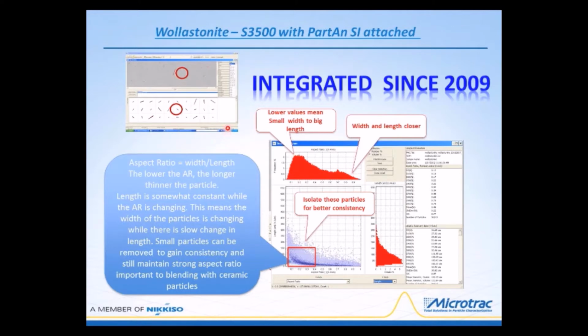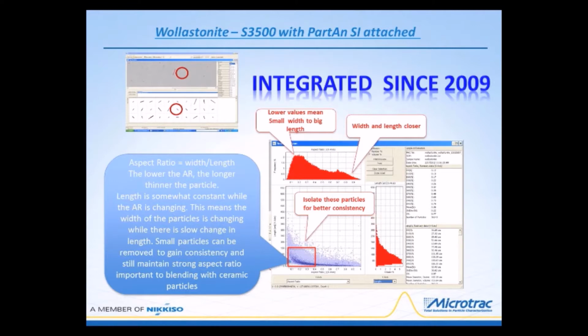Now, there are other graphs that can be used, but I put this in a scattergram for you. And we're looking at the aspect ratio. Aspect ratio is defined as the width divided by the length. So the smaller values, the lower values for the aspect ratio, means that we have a small width to a very big long length. Now over here I have a plot of the length, and this is showing the micron sizes here, and we can see that the length of these particles goes out to 300 or 400 microns, just like the Microtrac was showing you.